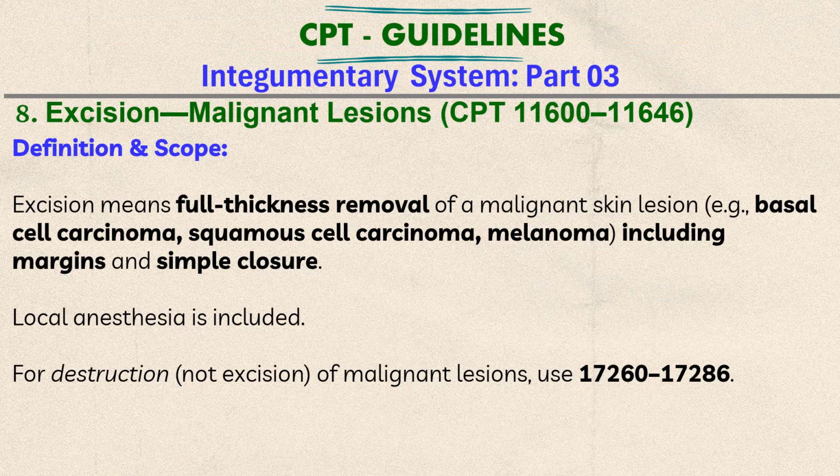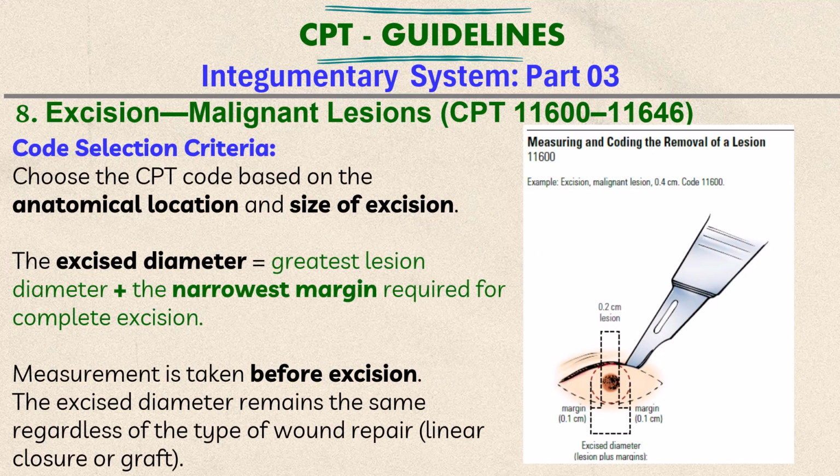Let's come to the second part of the video, that is excision of malignant lesions, the code series of 11,600 to 646. As with the benign lesion, the excision means full thickness removal of malignant skin lesion, for example basal cell carcinoma, squamous cell carcinoma or melanoma, including margins and simple closure. It also includes the local anesthesia. For destruction, that is not excision of malignant lesion, you have to use the other code series. Choose the CPT code based on the anatomical location and the size of excision.